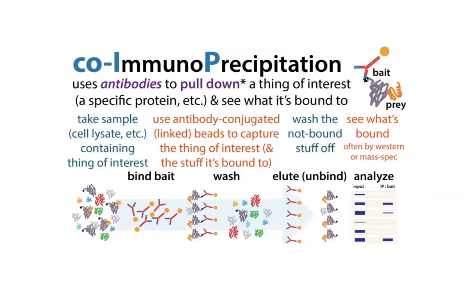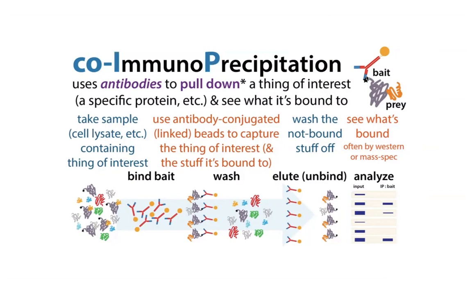So what we can do is basically we take a sample. So this could be a cell lysate. So you broke up a cell. You want to see what a specific protein is interacting with in a cell. And then what you do is you use antibody conjugated beads to capture that thing and the stuff that it's bound to. You wash off the non-bound stuff and then see what it's bound to.